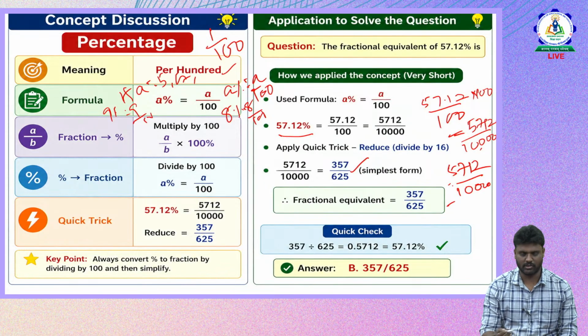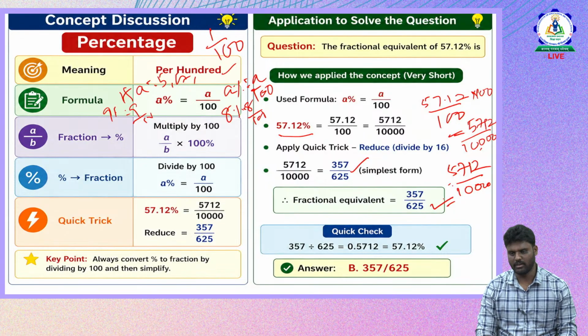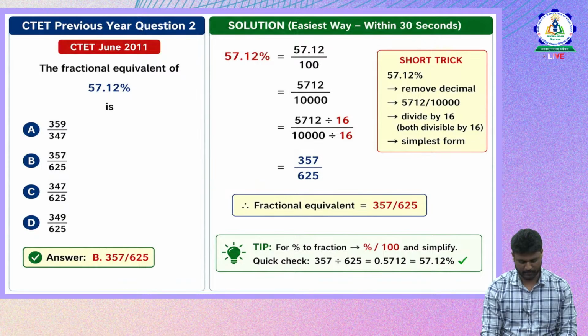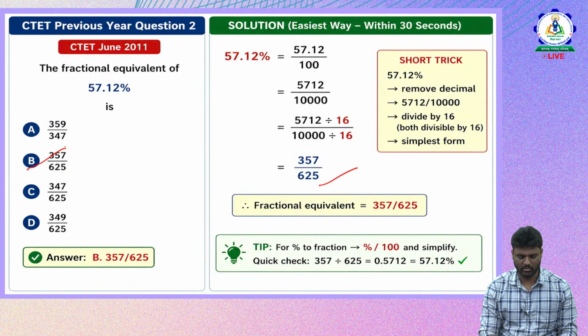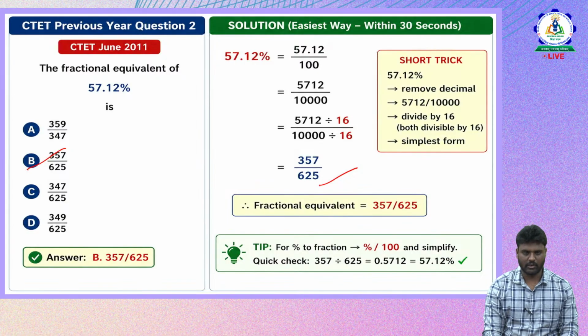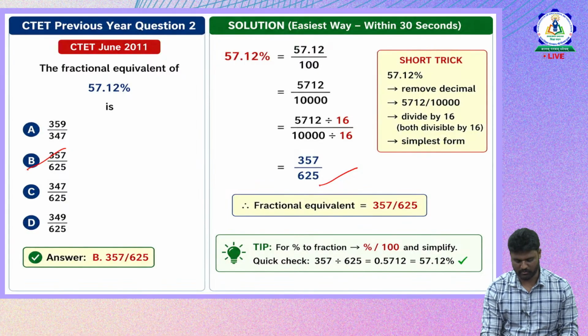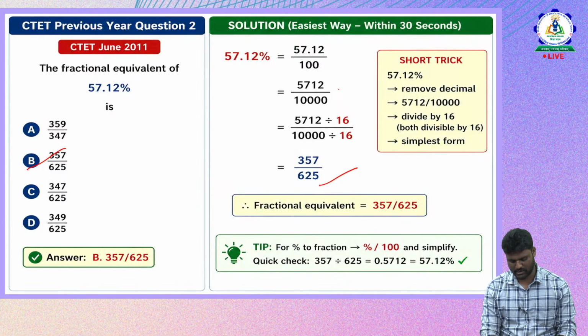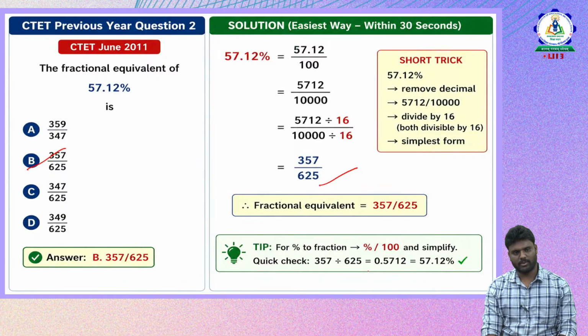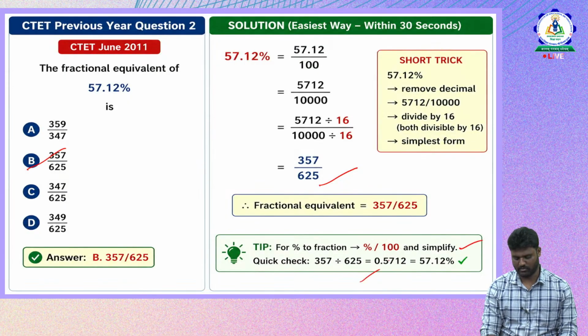We can also start by dividing by 2. When you simplify like this, we get the answer 357 by 625. So let us see which option is correct here: 357 by 625, option B is correct. Simply, we have to take the given number, divide by 100 and simplify, and we'll get the solution. So for percent to fraction, always divide the given percentage by 100 and simplify.